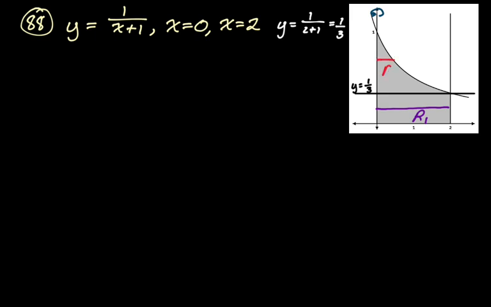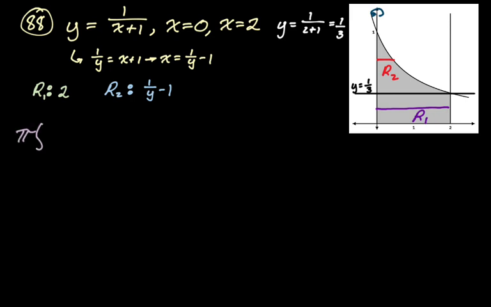First big R is just x equals 2. Second big R, we're going to have to invert this function. So take reciprocals, subtract 1, we get this. Let's set up some integrals. So big R1 is 2, big R2 is 1 over y minus 1.